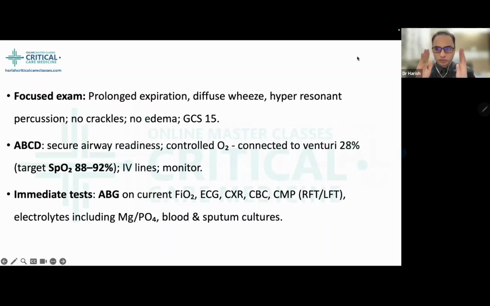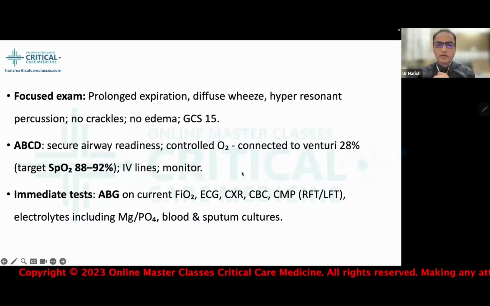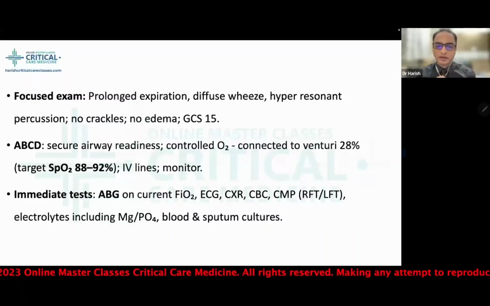So we have some thought process. We are thinking towards hyperreactive airway disease secondary to smoking, that is COPD. So controlled oxygen on Venturi, 28% we kept, targeting a saturation of around 88 to 92%. We secured the IV line and connected the other monitors.